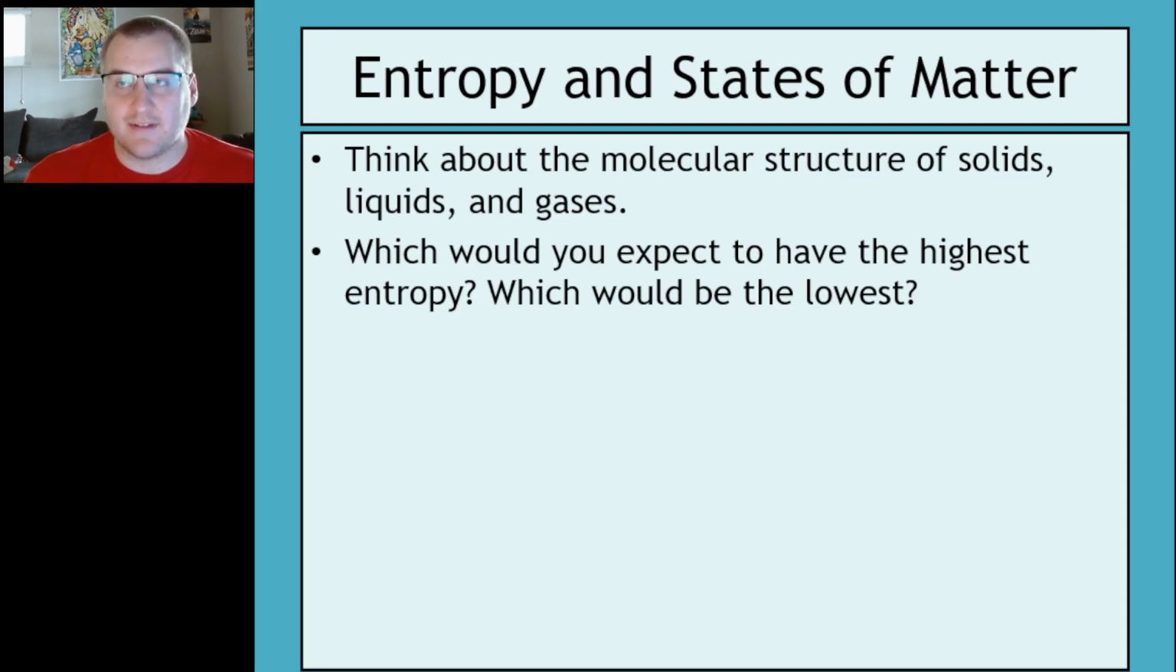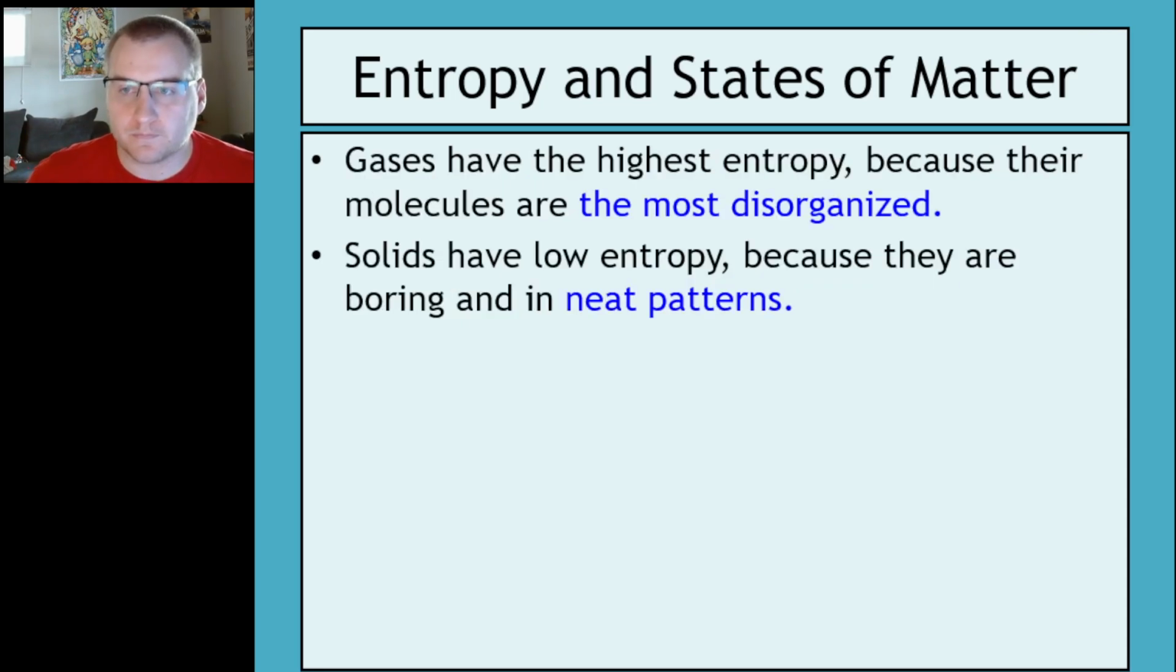Think about gases. You can't contain gases. The molecules move independently around their container. It's random where they are. Okay? So that has a very high entropy. Liquids are in the middle. Gases have the highest entropy because their molecules are the most disorganized. Solids have a low entropy because they are in a nice, neat pattern, or they are organized, you could say, not random.